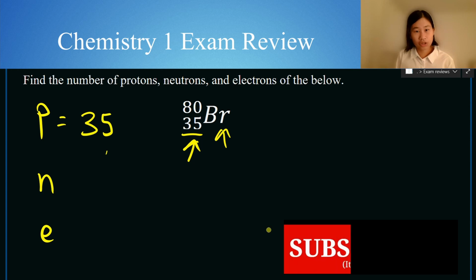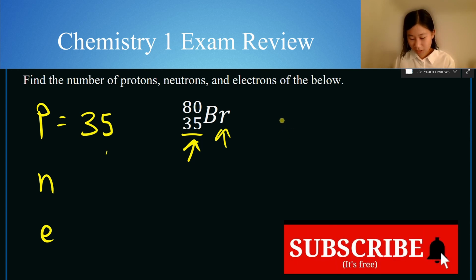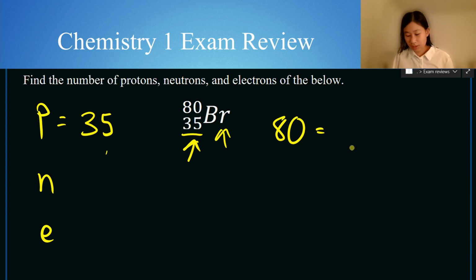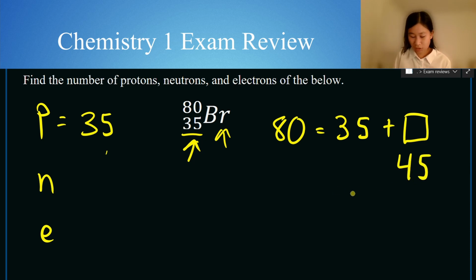Let's find the number of neutrons. Remember, mass number equals 80, and this is going to be protons plus neutrons. Okay, so protons we know is 35, so 35 plus something needs to equal 80, right? And that thing is 45. So our answer is that we need to have 45 neutrons. Finally, we are going to find the number of electrons.